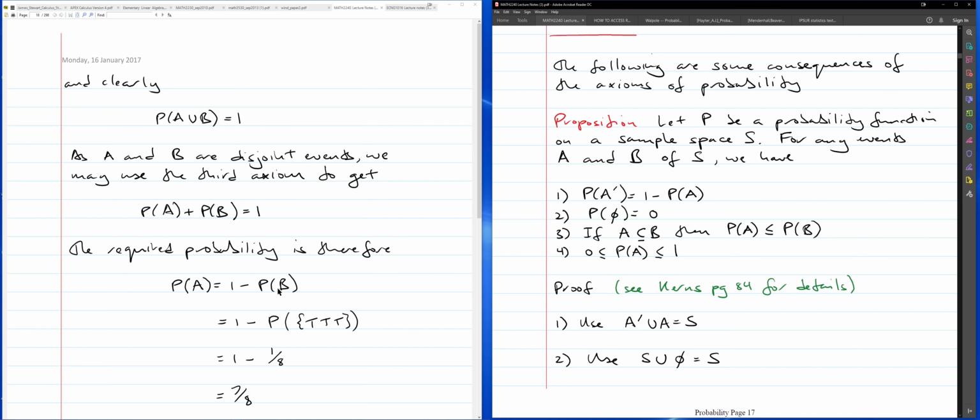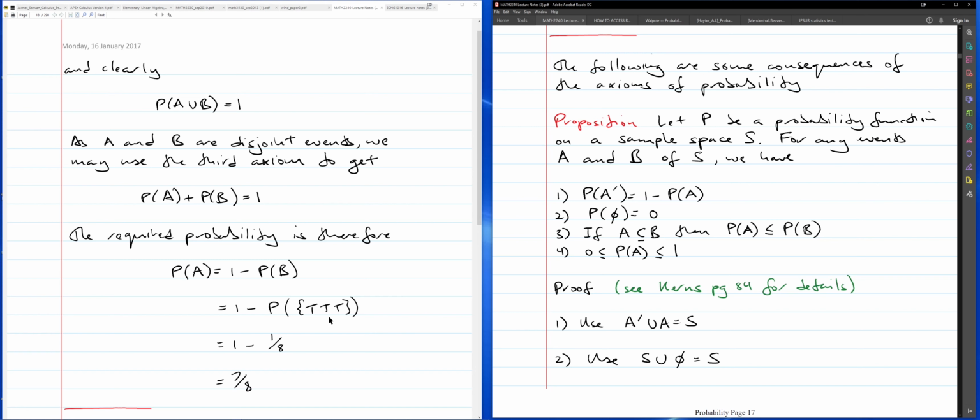Okay, and the probability of B occurring is the probability of obtaining exactly three tails, right? Because your sample space has 8 elements in it, and each outcome is equally likely, the probability of this outcome occurring is 1/8. So overall, probability of A is 1 minus the probability of the complement, so 1 minus 1/8, and your answer is 7/8. Okay, so these results are somewhat useful. In particular, this one relating the probability of A to A complement is something that we're going to use all the time.